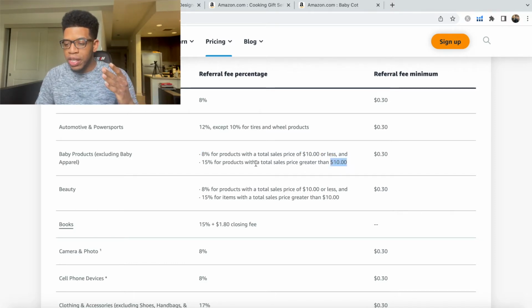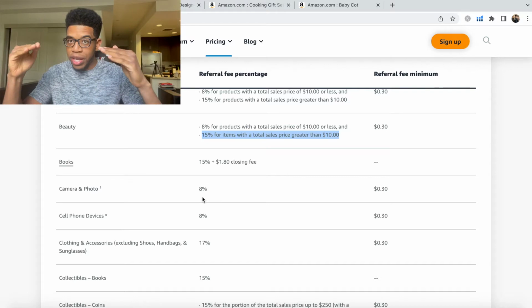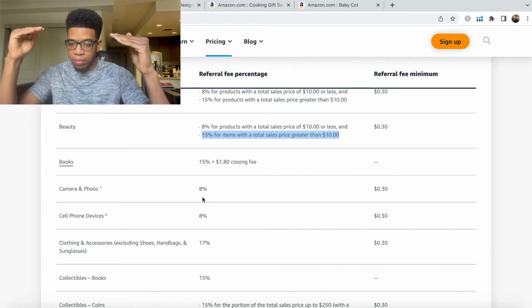Once you go over the $10 mark, you end up paying 15% for products, baby products. And so you see that for a lot of the products. For beauty products as well, once you're under $10, you're paying 8%. Once you're over $10, which is going to be most products on Amazon, you're paying 15%. So in a lot of categories, once you're under $10, it's 8%, and over $10, it's 15%.